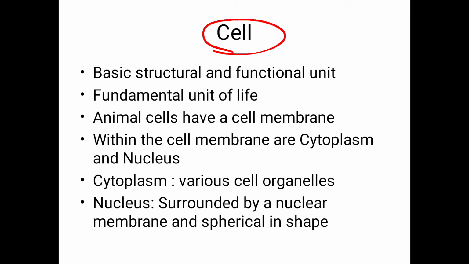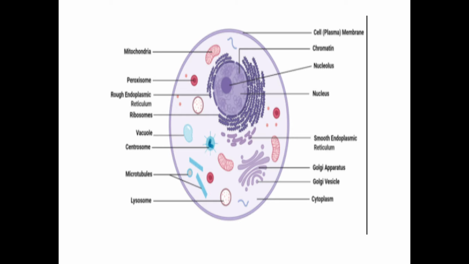Animal cells have a cell membrane. Within the cell membrane are cytoplasm and nucleus. Cytoplasm has various cell organelles like mitochondria and many others. Now, nucleus is a circular structure in the center which is surrounded by a nuclear membrane. This is what an animal cell looks like. You can see that this is the nucleus. The center part of the nucleus is called the nucleolus, and there are thread-like structures known as chromatin. We'll learn about this later today.